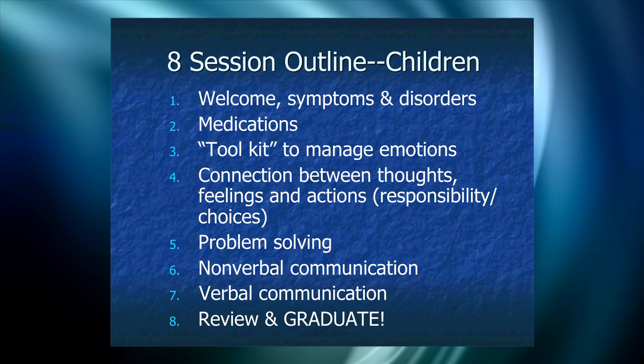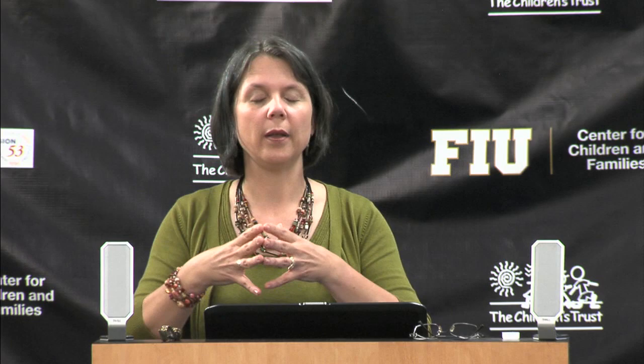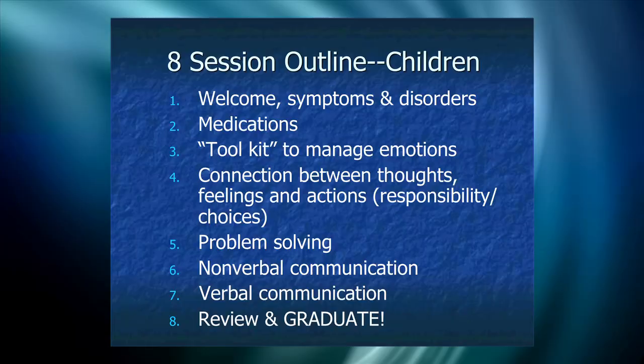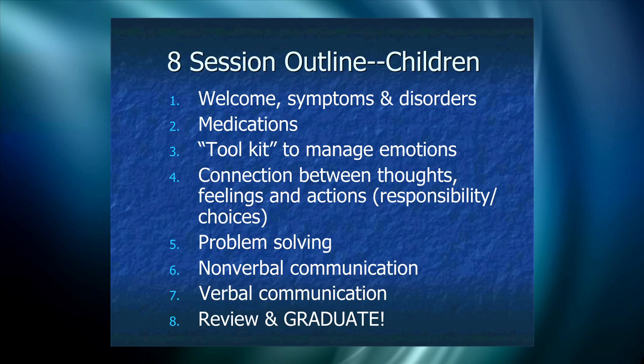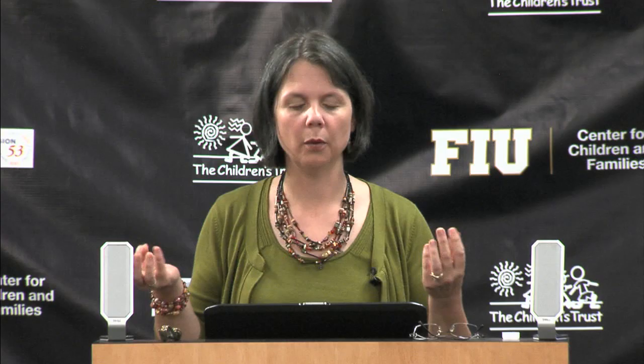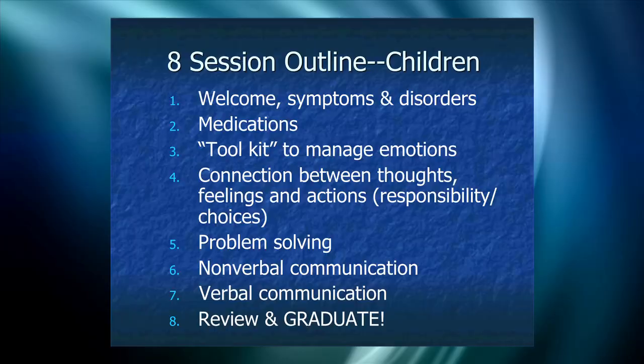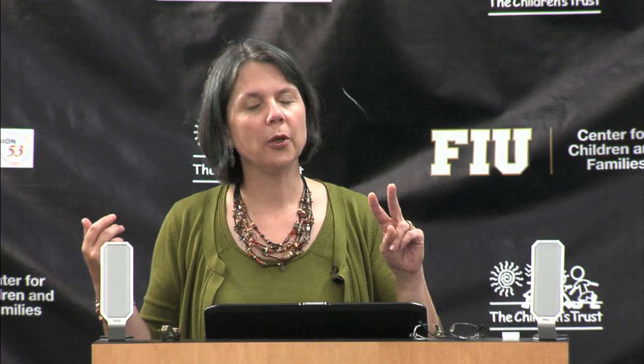The third session, we have them build a toolkit to manage emotions, and this is, again, pretty standard stuff, but they build a repertoire of behaviors that they can use for soothing themselves, getting themselves calmed down. Fourth session, connection between thoughts, feelings, and actions. This is really the fundamentals of cognitive behavioral therapy. We use a lot of the language of responsibility and choices. Session 5, we move to problem solving. The kids get 2 sessions on communication.